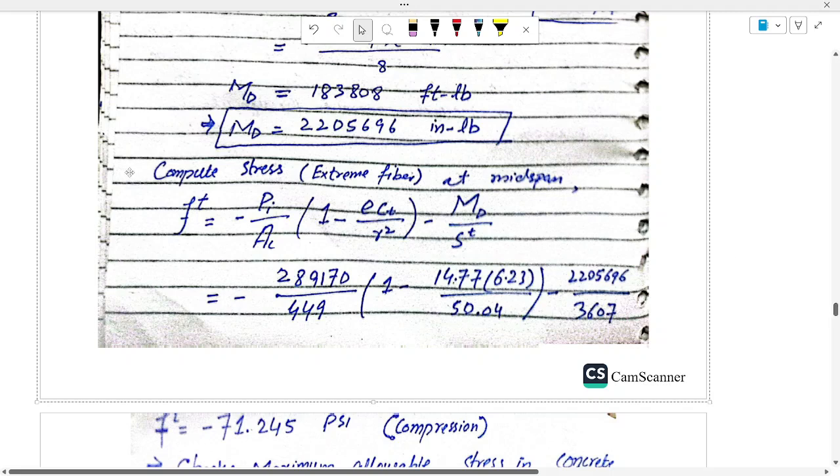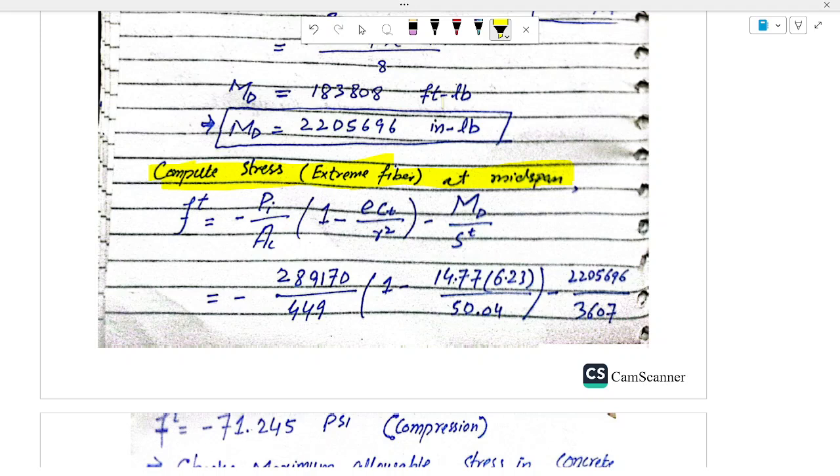As we know from the basic method, we know the formulas to compute extreme fiber stresses. For top FT, this is the whole formula. You have to use PI here as we are in the initial pre-stress case. And MD, you have already calculated MD. Put MD here.